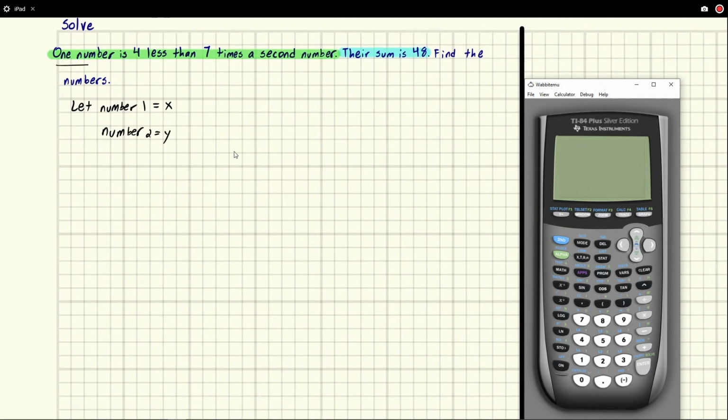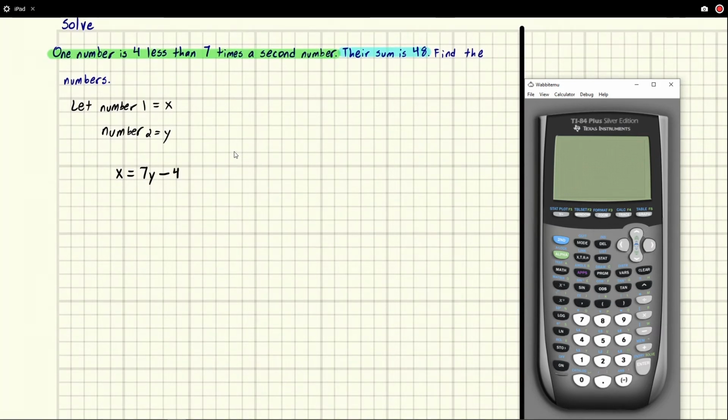So it says one number is. Is means equals. So x is equal to 4 less than. So whatever's over here, this is going to be 4 smaller than it. And it says 7 times a second number. So there's 7 times, and then it's being multiplied by that second number, which we called y. And then we're going to be 4 less than that. It's 4 less than 7 times a second number. So this is it translated into math. So now we have a formula.